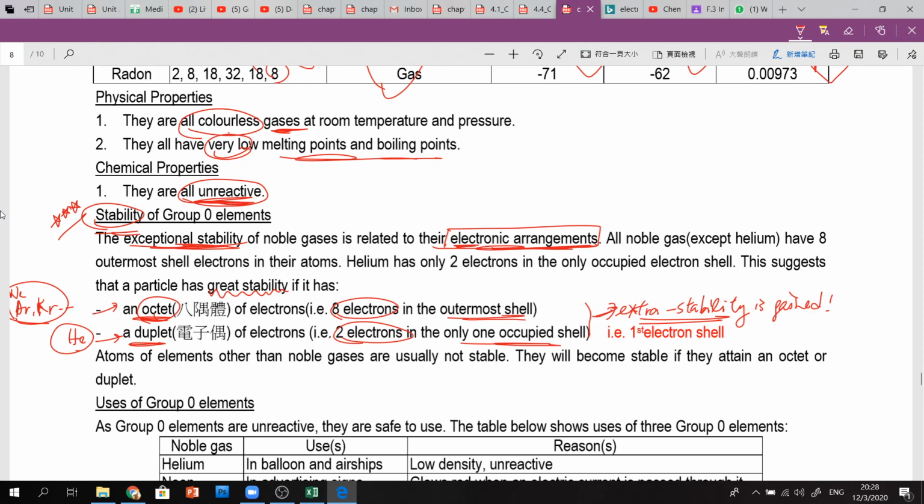And for the other elements which are not group 0, what will they do? They will either lose, gain or share electrons in order to become stable, and will attain an octet or a duplet. Now you will know it in Form 4 chemistry. I introduce to you the point of how they can lose electrons, gain electrons, or even share electrons, and this is what we will know in Form 4.